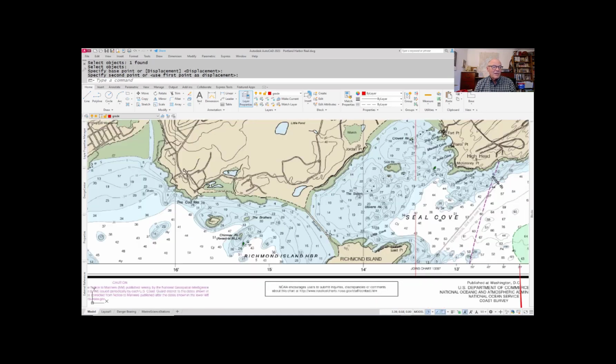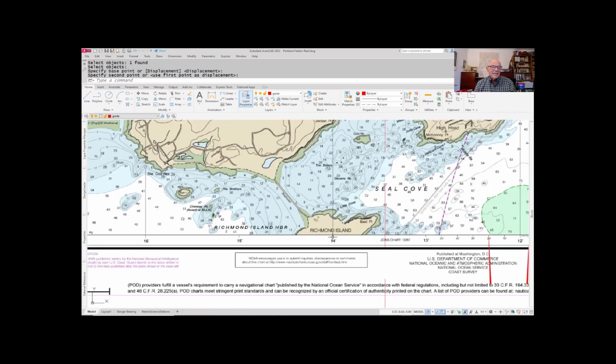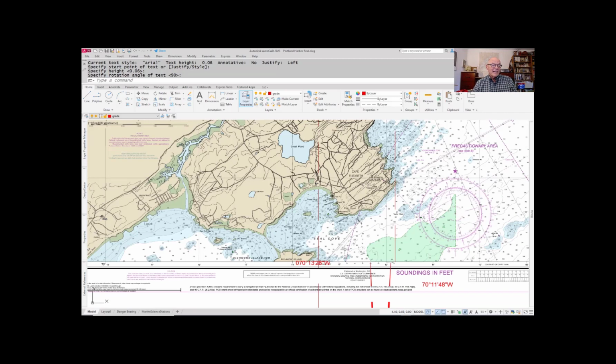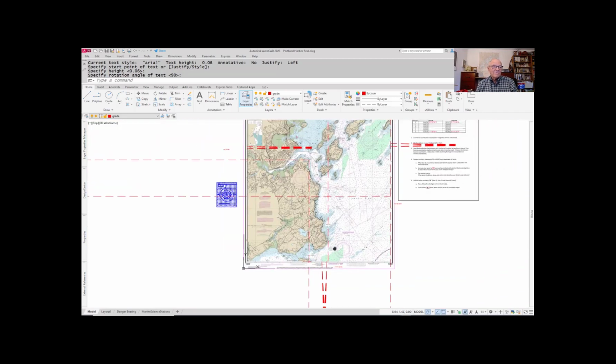So how far beyond 13 minutes is this? It's 26 seconds beyond the 13. 13 minutes is right here. That's going to be written as 070 degrees, 13 minutes, 28 seconds west. So that's how you find a lat long from an existing position.